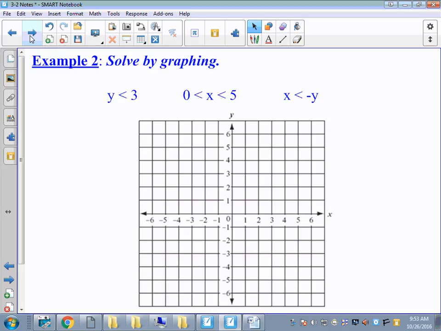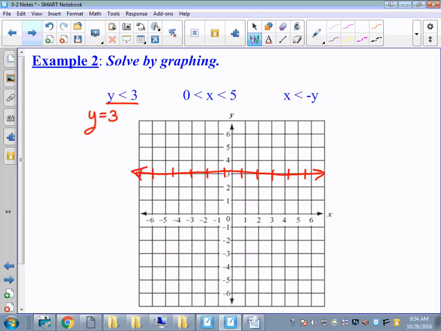So I want you to use this technique on this section. I'm just going to use colors to help me identify. My first inequality, y less than 3, I'm going to underline it in red, and I'm going to graph the line y equals 3. That's a related equation. That's a horizontal line at 3. So I'm going to graph the line. Then I'm going to break the line because it says less than. And then I've got to determine shading.